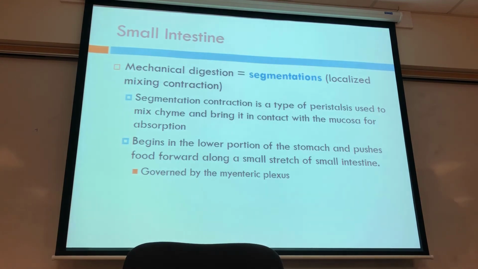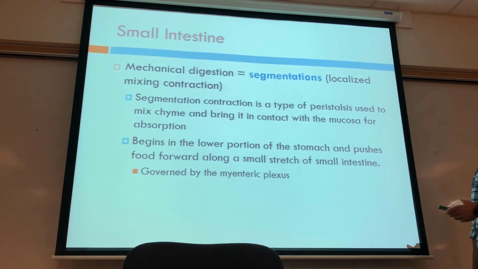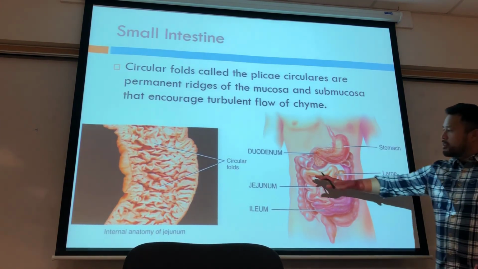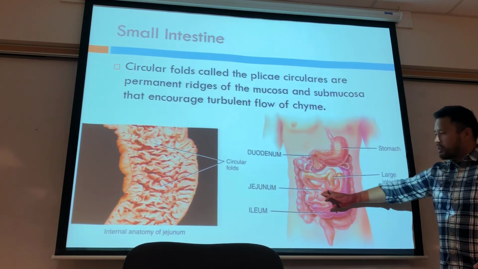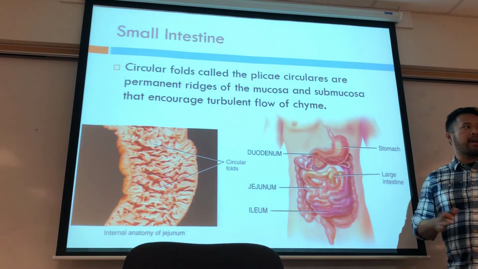So this segmentation starts right by the pylorus, and it pushes through and makes its way into each little stretch of the small intestine. This is a reflex that takes place once the small intestine starts filling up with chyme. So what we're trying to do, again, the main idea in the small intestine is not to speed the rate at which you're pushing our chyme through. That doesn't make sense. We want to actually slow that process down.